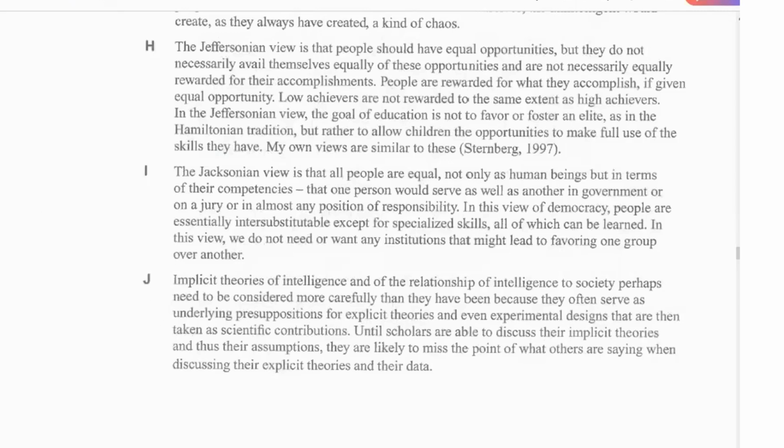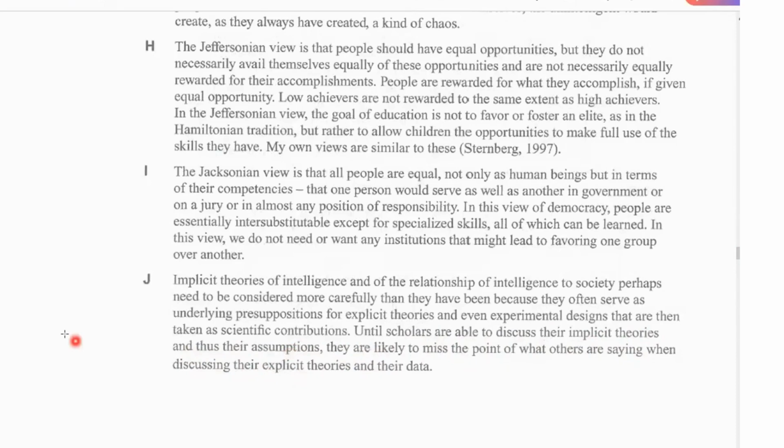So let me take that again. Let me start from the beginning of that sentence. Until scholars are able to discuss their implicit theories and thus their assumptions, they are likely to miss the point of what others are saying when discussing their explicit theories and their data. Okay? In other words, this person is saying that what? Until they discuss something, they are likely to miss something.